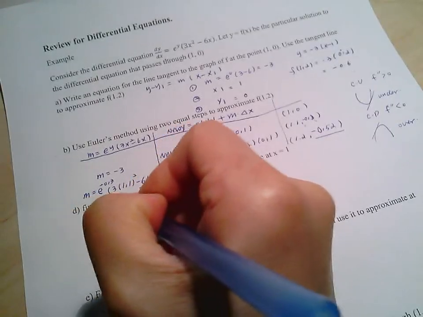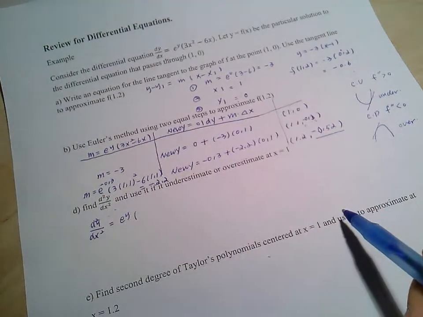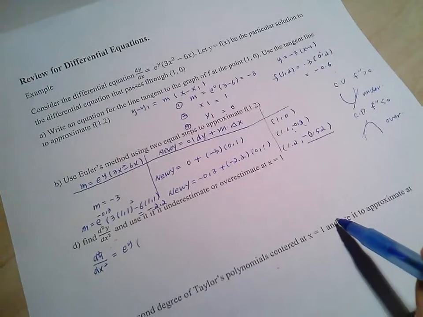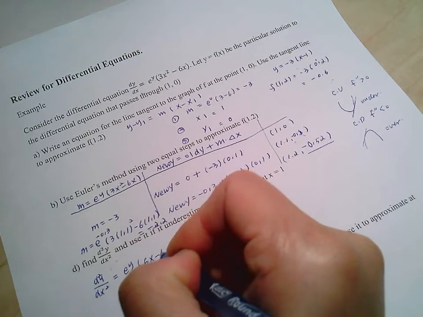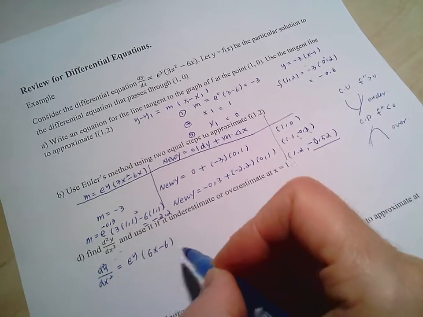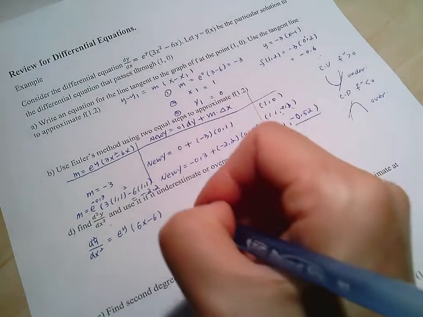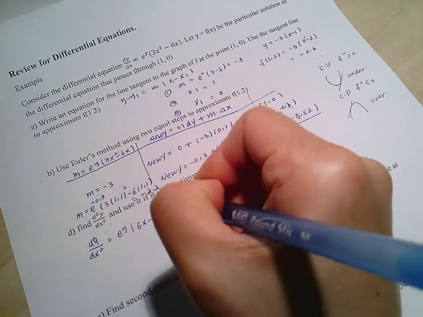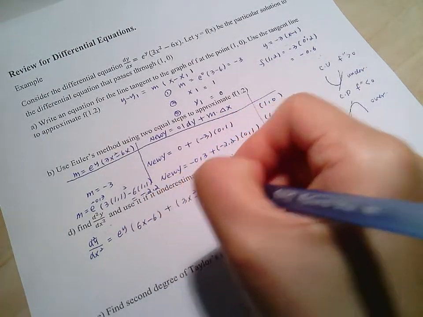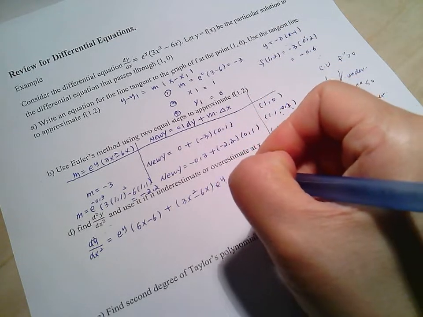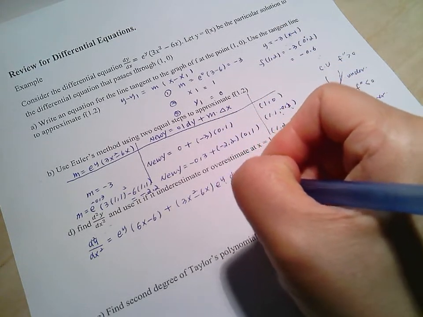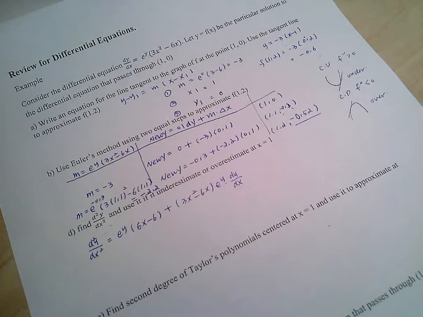So the first times the derivative of the second, the derivative of 3x squared minus 6x, which is 6x minus 6, times dx over dx, which is 1, plus the second times the derivative of the first. The derivative of e to the y, isn't it just itself, e to the y, but then we're going to multiply by dy over dx, right?